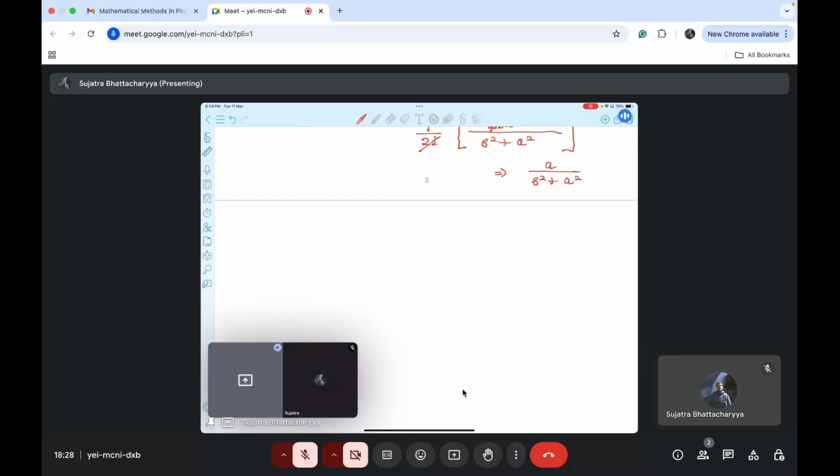Now there are certain functions which are the hyperbolic functions. So let me just write. So some hyperbolic functions are there.